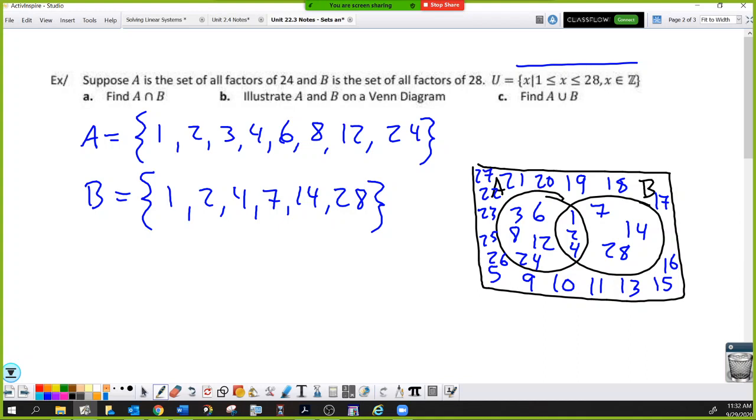We've done B. Now let's do A. It says find A intersect B. A intersect B is a set. A is the left circle. B is the right circle. The set of numbers that are in both are 1, 2, 4.